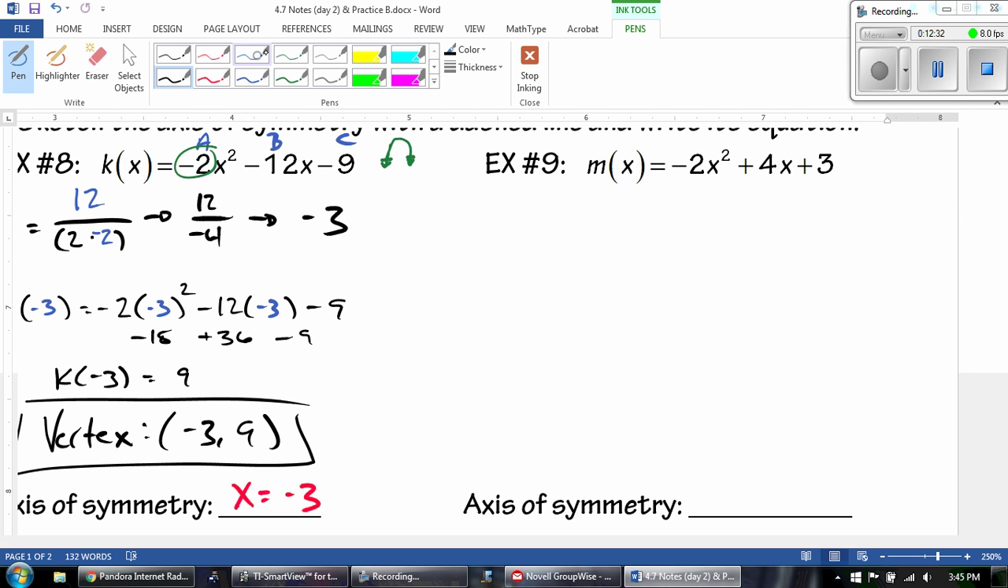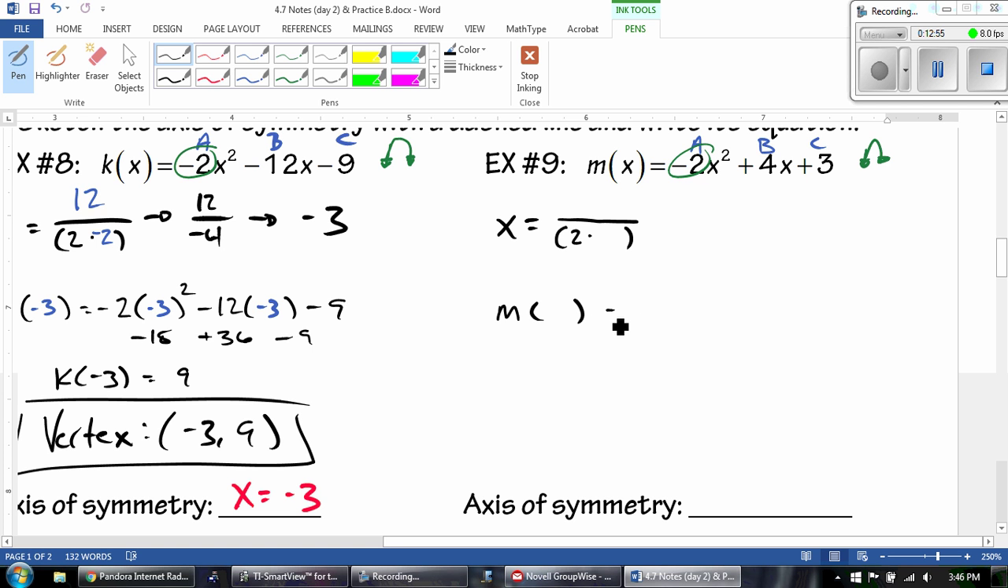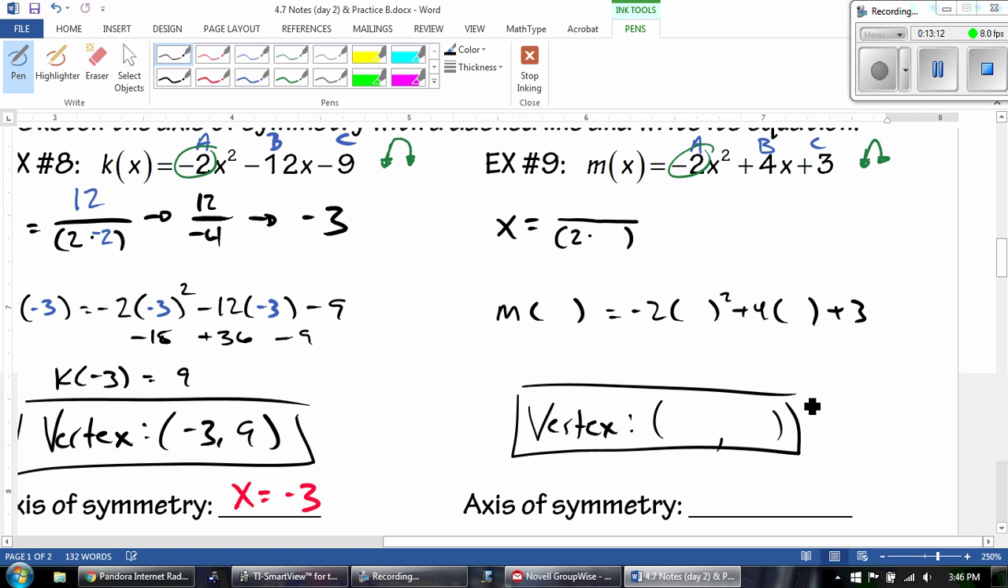Okay. So it's in order, A, B, C. Negative, so that means we're going to be opening down. X equals the opposite of B over 2 times A, and then you need to plug in once you find what X is. Okay, so let's see, can you figure out what the vertex is and the axis of symmetry? We'll find out. Go ahead and pause the video, and good luck.